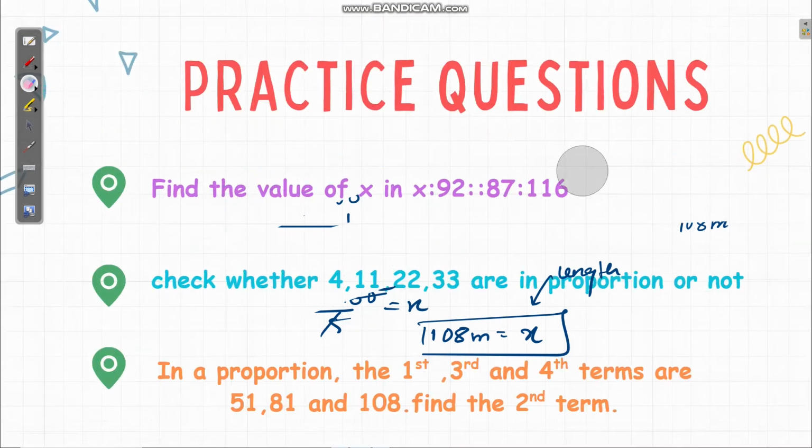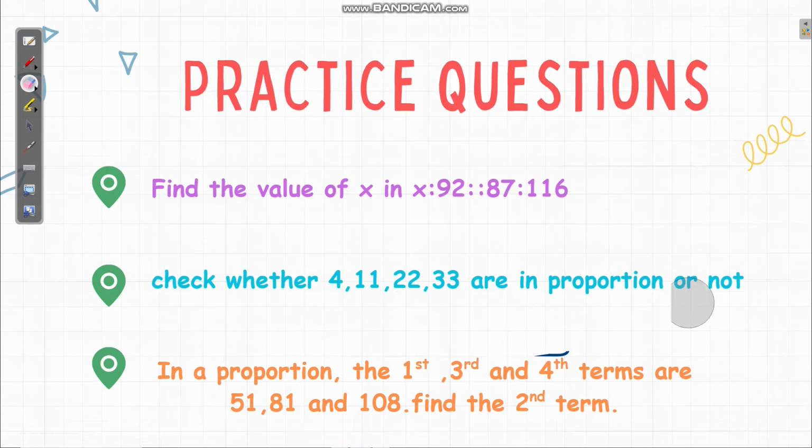There are a few questions I'm putting on your screen. Let me know the answer in the comment section. The first one is find the value of x. In x is to 92 as 87, so the first term you have to find. Over here use the formula, whichever method you want. Check whether they are in proportion. There are two ways to find whether they are in proportion or not. Take the product of extremes and product of means. If you get the same answer, then they are in proportion. The last question, you need to find the second term.